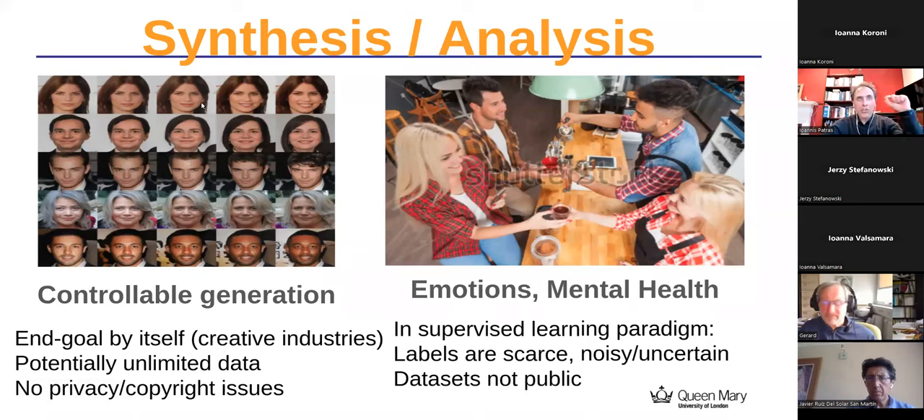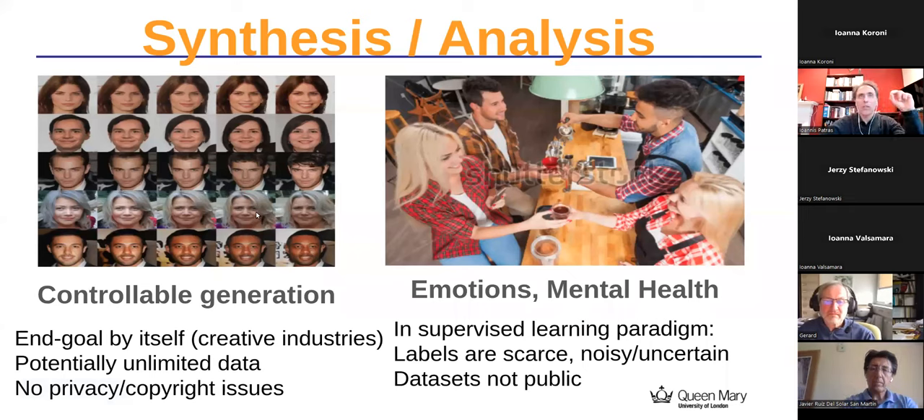And by saying controllable, it means that we can control the content. We can control the attributes. In the case of facial images, we can control attributes such as facial expression. We can control the gender. We can control the length of the hair. We can control the color of the hair, the skin color, the facial expressions, everything. Now, why are we interested in that? First of all, controllable generation can be an end goal by itself, for example, for creative industries that generate images in the background, or they want to generate photorealistic characters.